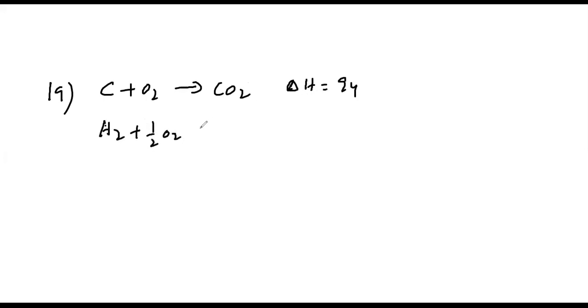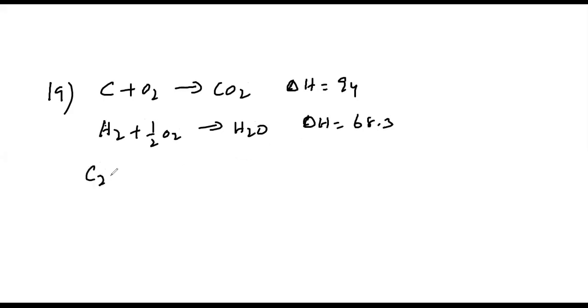Question number 19. The heats of combustion of carbon, hydrogen, and ethane are given. The heats of combustion of carbon, how much have they given? C plus O2 gives rise to CO2. Delta H value for this one is 94, students. And the heat of combustion of hydrogen: H2 plus half O2 gives rise to H2O. Delta H is equal to 68.3, right?